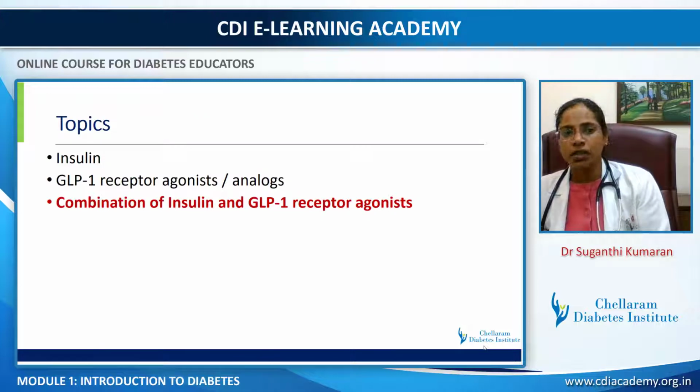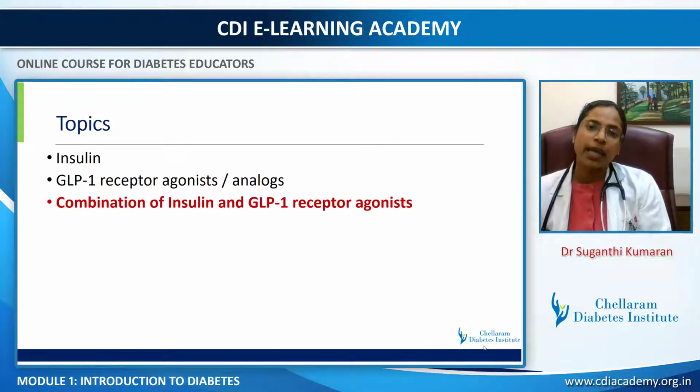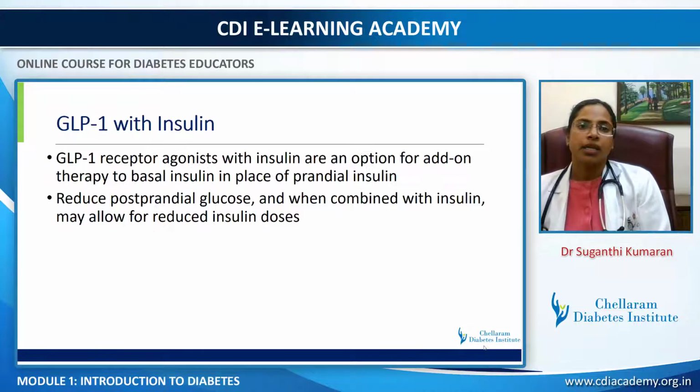Now that we are done with insulin and GLP-1 receptor agonists, let's talk about the combination of insulin and GLP-1 receptor agonists. So this is a very good combination which will also help with the reduction in insulin dose, thereby the weight gain happening with insulin goes down. GLP-1 itself will cause a weight reduction. So the combination effect is excellent in weight reduction.